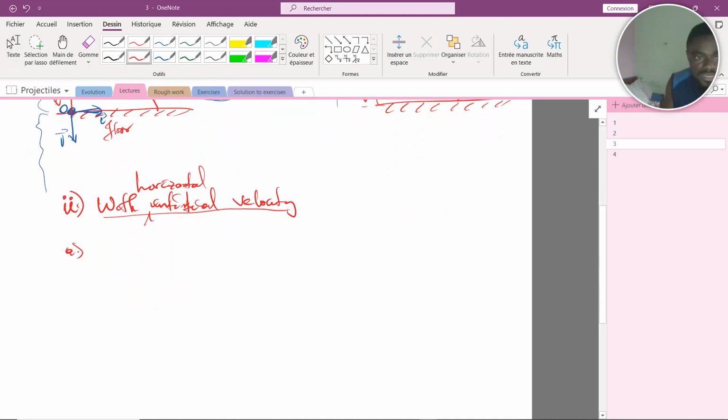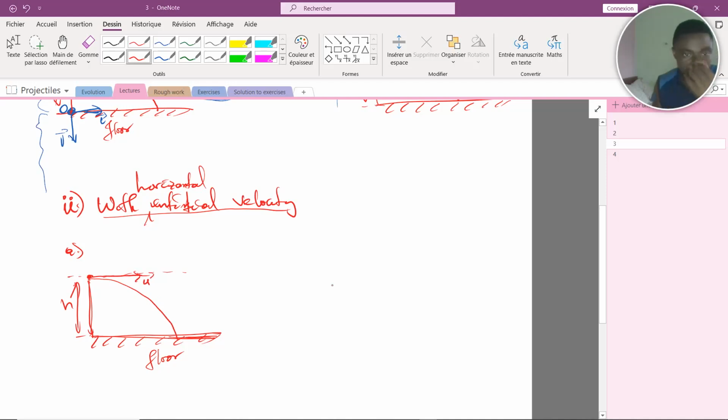So the first case, A, this is our floor. The particle is projected vertically downward, so it will generally be from a certain height h. Is that okay? The particle, let me extend this line. The particle is projected vertically downward, so that will be its trajectory. But they said that the velocity is horizontal, so our u vector is in this direction. Is that okay? Perfect. We draw another one, B.